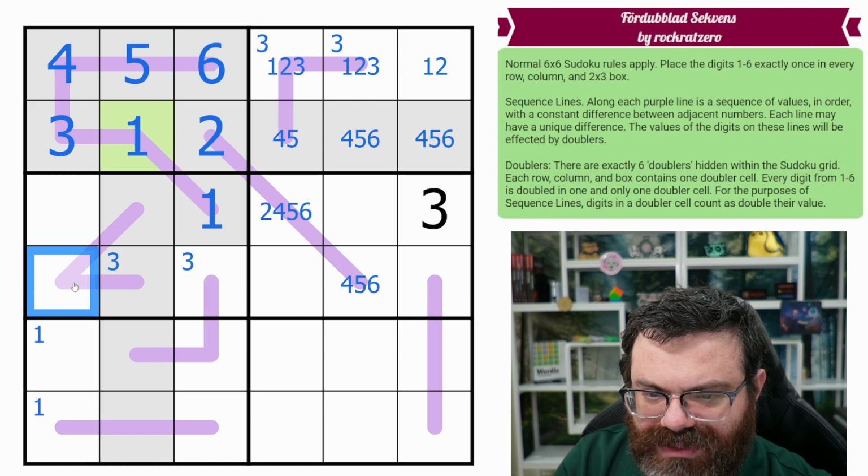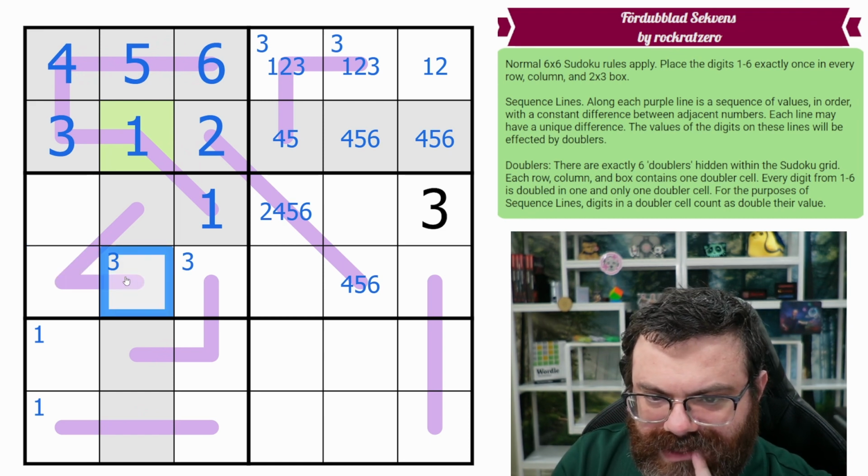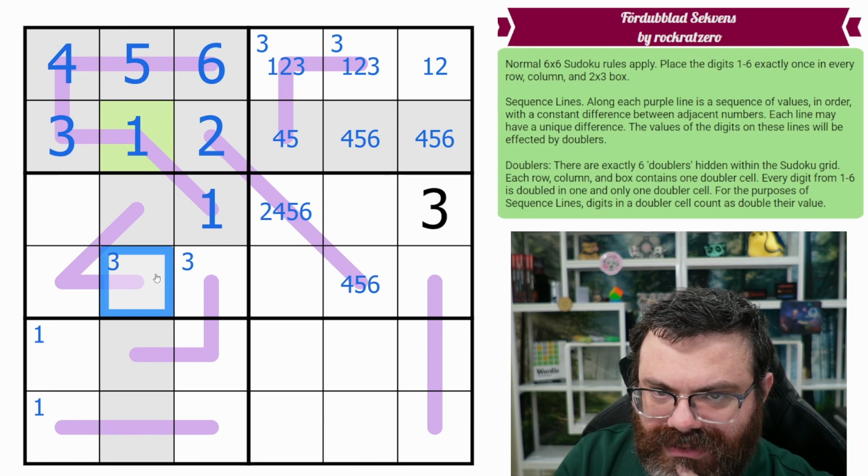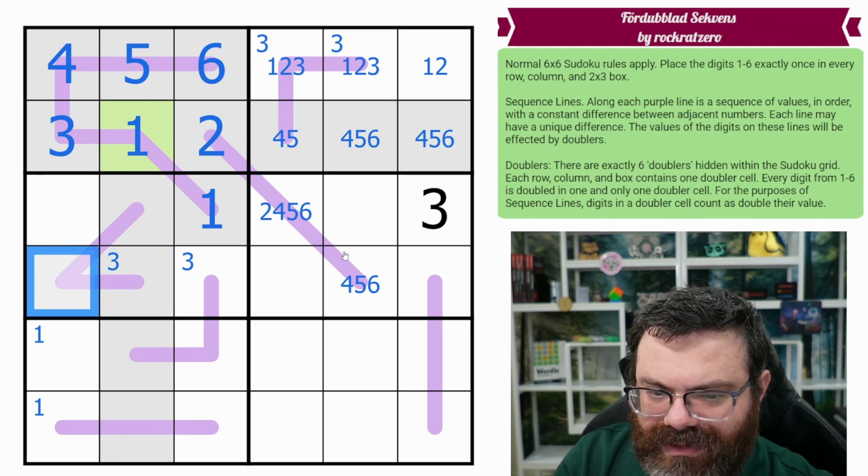We could double the 2, but it'd be a 4. And then we wouldn't be able to use the 2 again. So we'd have to do 3, 4, 5, but we can't put a 5 here. I'm pretty sure that's accurate. So this can't be doubled. I don't think this can be doubled at all. That places this 3.